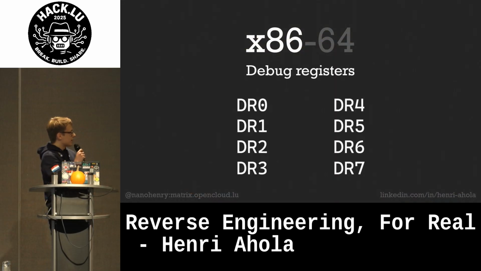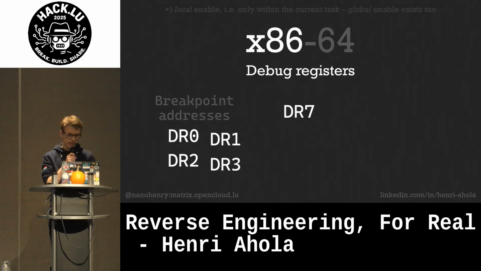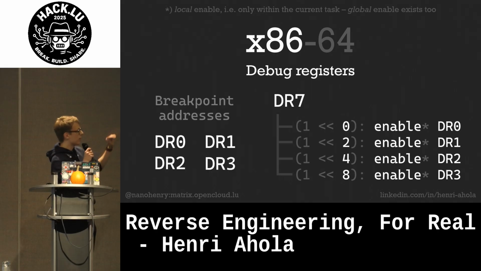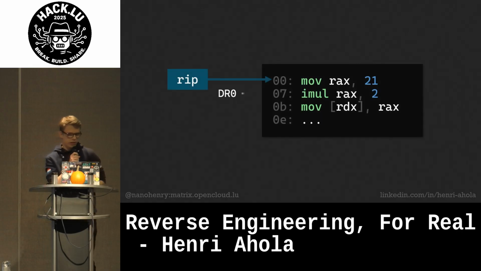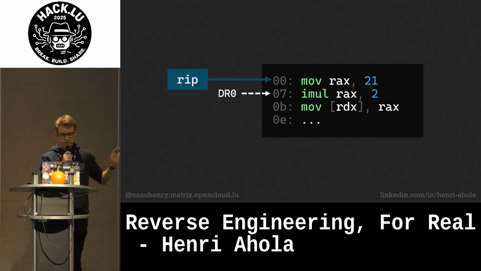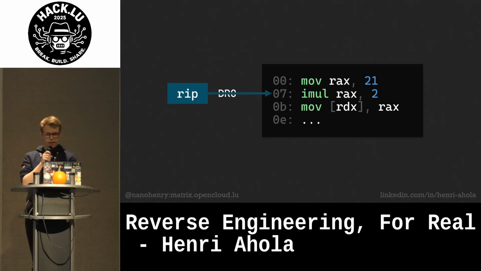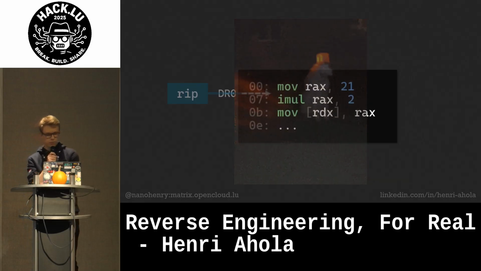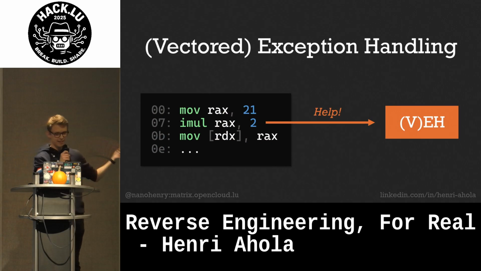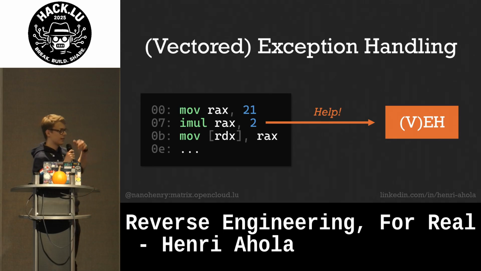The processor also has these special registers called the debug registers. There are 8 of them. We don't care about these 3. The rest are for setting breakpoint addresses and enabling these corresponding breakpoints. So what are breakpoints? If you set one of the 4 address registers to point to an instruction, and you let execution get to that instruction, the CPU will raise a hardware interrupt, which the operating system catches, and then execution is diverted to the exception handler, specifically a vector exception handler in the case of Windows.